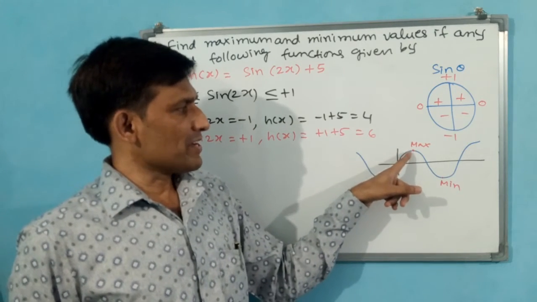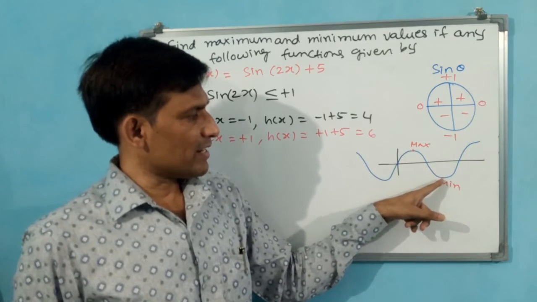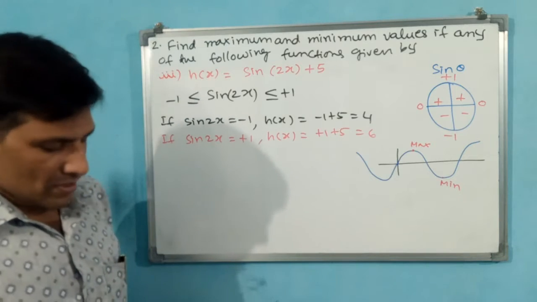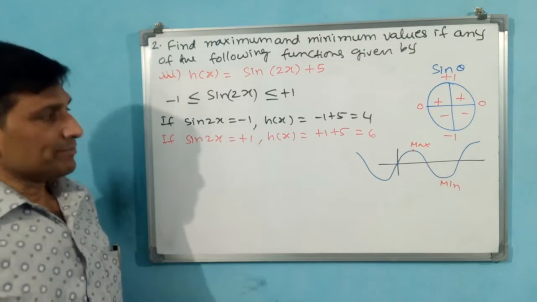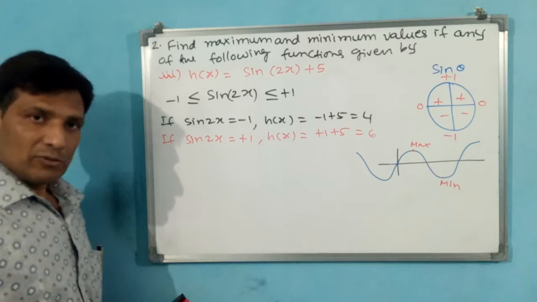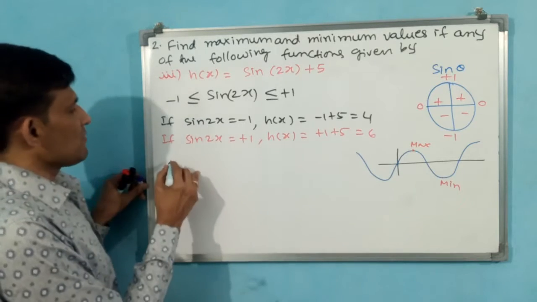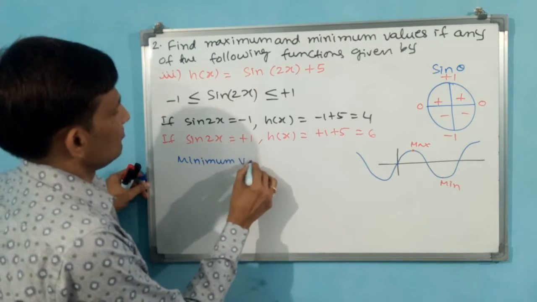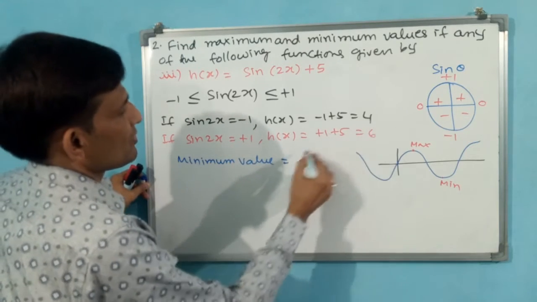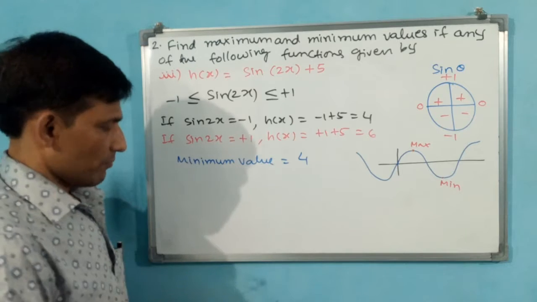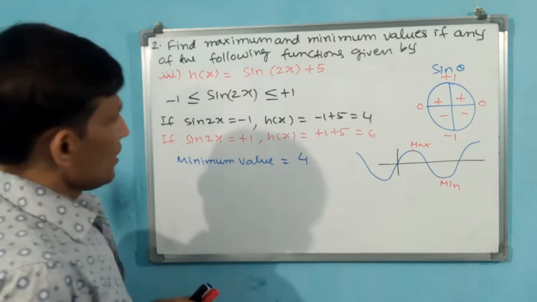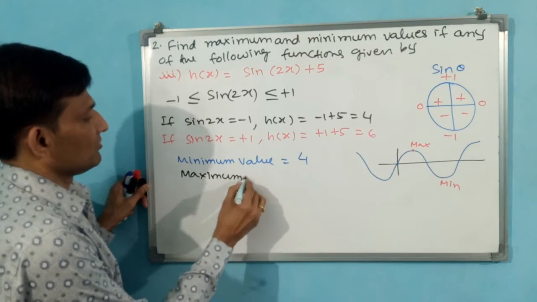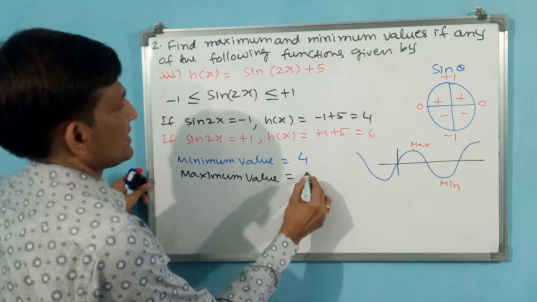Until the turning point increasing, afterwards decreasing. Until the turning point decreasing, afterwards increasing. Turning points are there, but maximum and minimum values are also there. Write down the minimum value: 4. Maximum value, write down: 6.